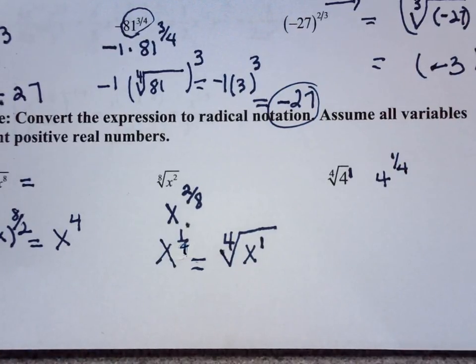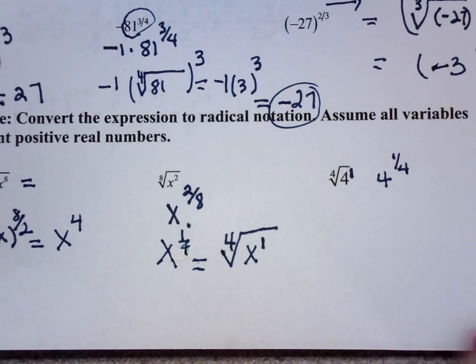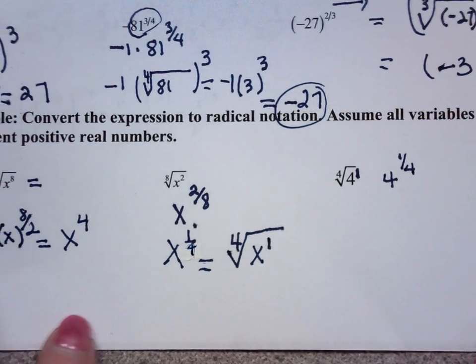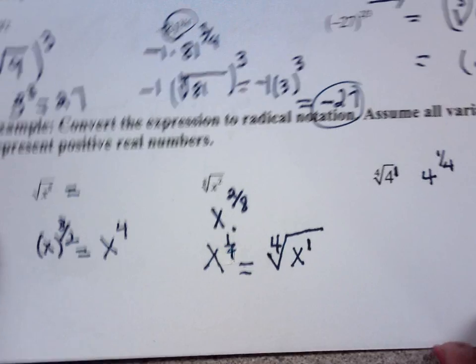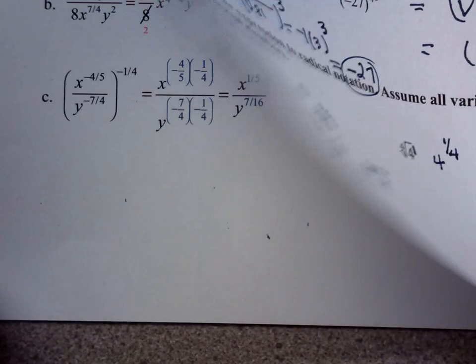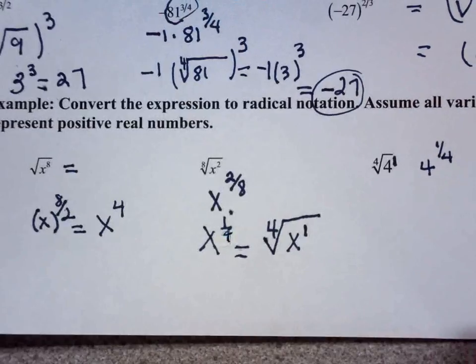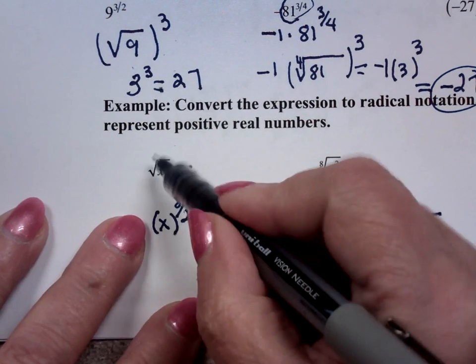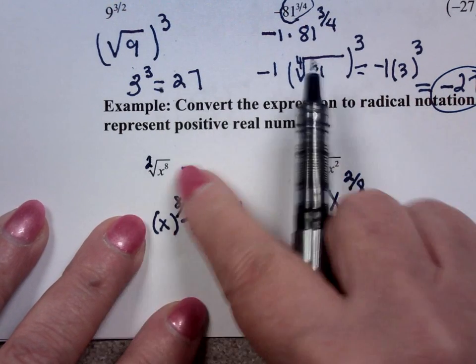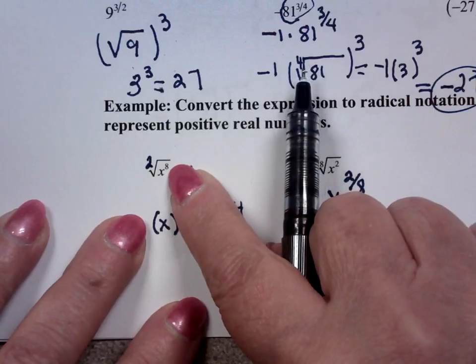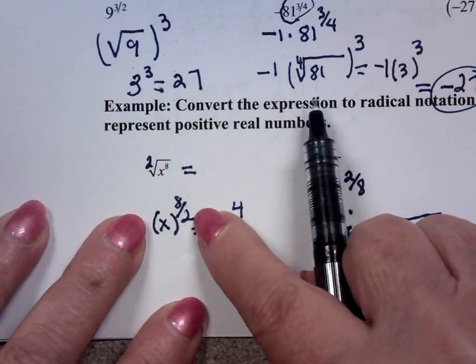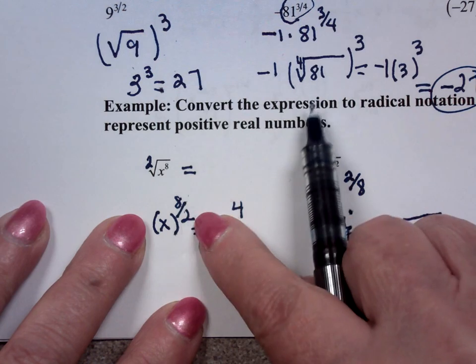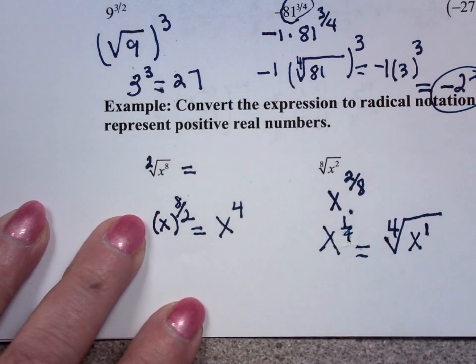Now we can get a little hinky on this. I'm going to choose not to. But this is something I want to point out to you that we're going to run into. Notice that essentially I took the index and divided it into the power. Index divide into the power, and simplify.